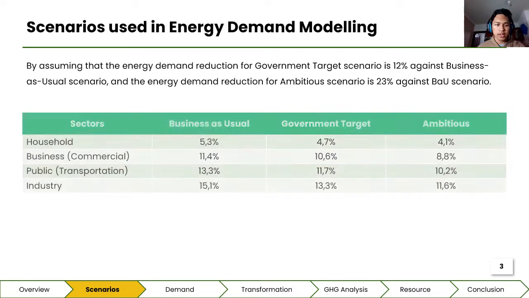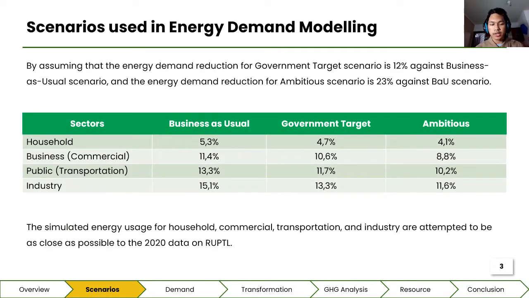So in this study, we define three scenarios that will be used in the simulation. The first scenario is business as usual, the second is government target, and the third scenario is ambitious. First, we are assuming that the energy demand reduction for the government target scenario is 12% against the business as usual scenario. And the second assumption is the energy demand reduction for the ambitious scenario is 23% against the BAU scenario.